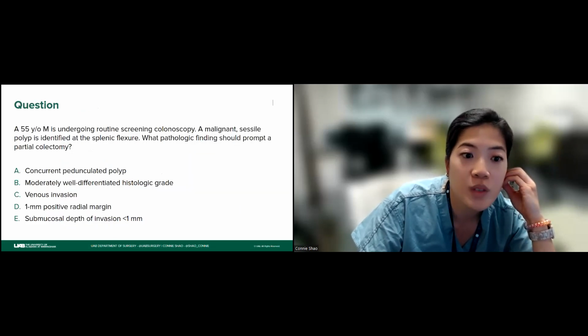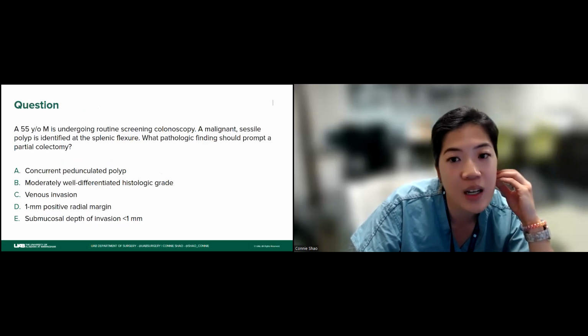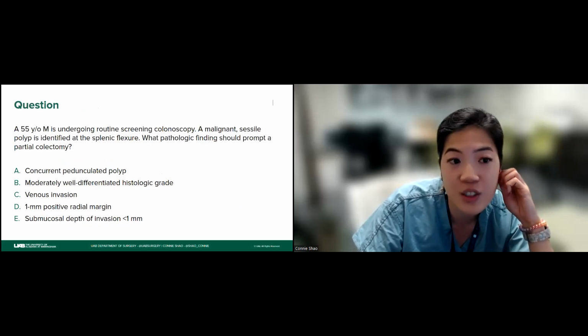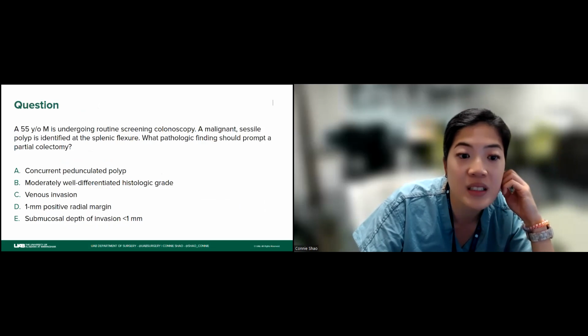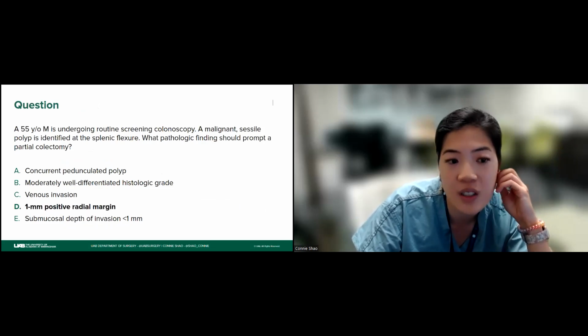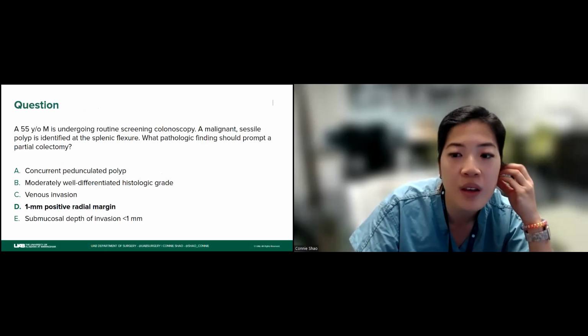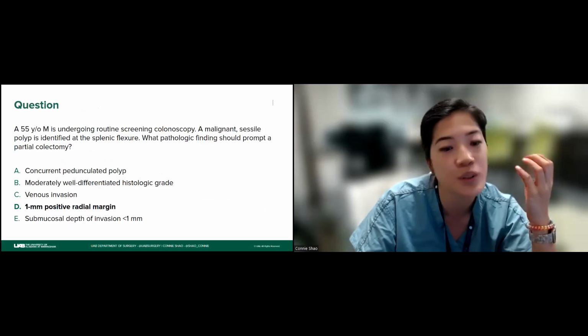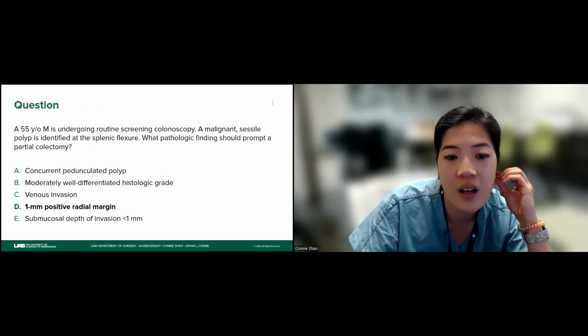And let's see. Oh yeah. So basically this person had a malignant sessile polyp at the splenic flexure, and you should get a partial colectomy if it was not a complete en bloc resection. So if they had any positive radial margin. Submucosal depth of invasion sounds like it would be something that you would be concerned about, but it actually hasn't been shown to be related to any kind of lymphatic involvement.